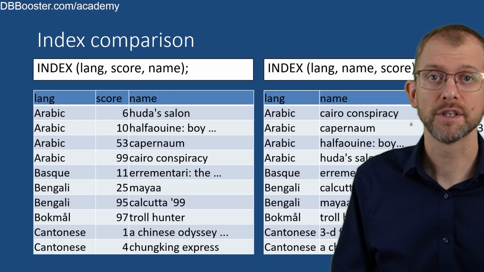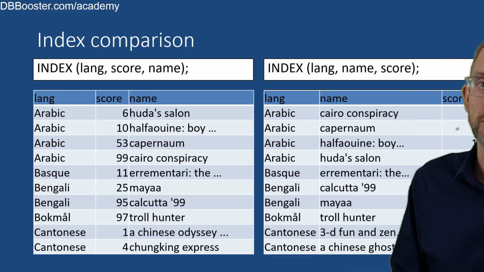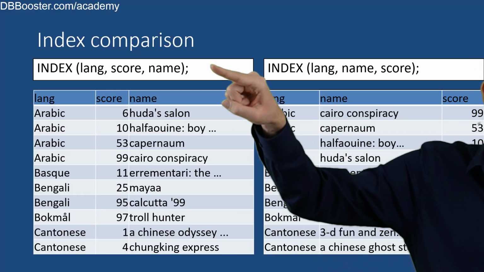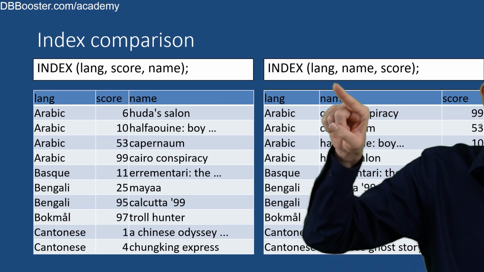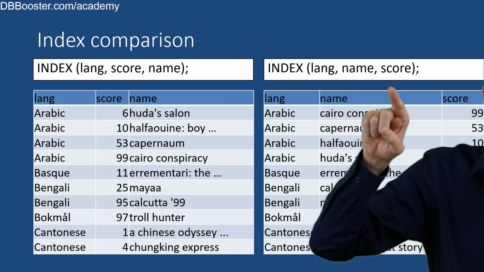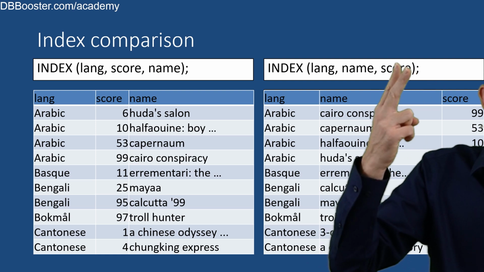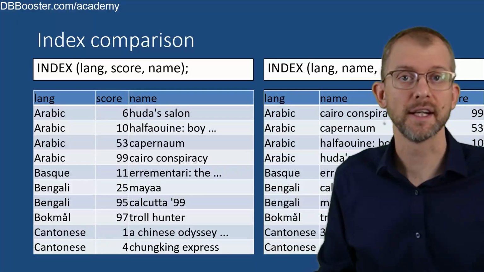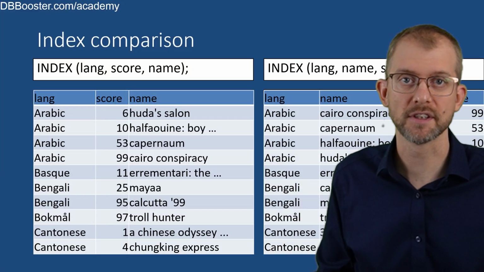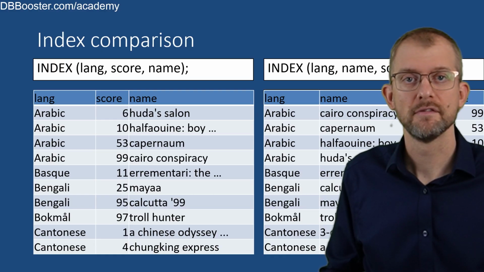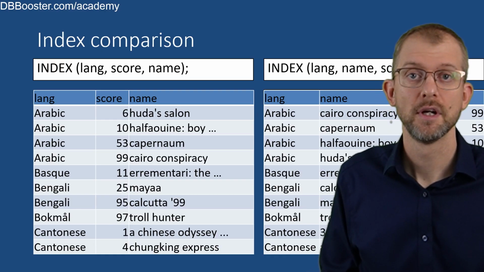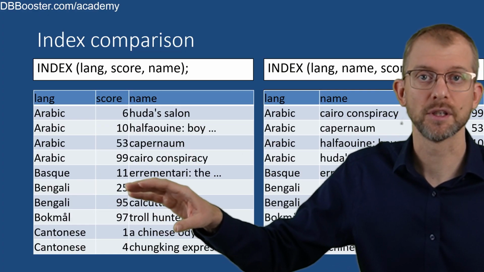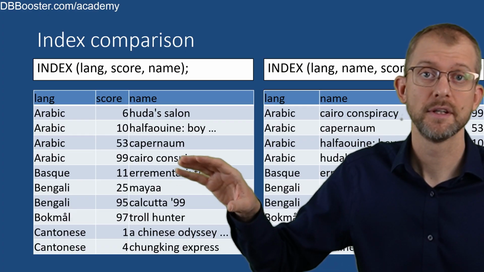Using the same equality conditions, let's compare 2 indexes. The first one is ordered by language, score, and name, and the second one is ordered by language, name, and score. As you can see, I only switch the last two columns. Both indexes can use an index range scan, called index seek in SQL Server, but the performance will be drastically different.